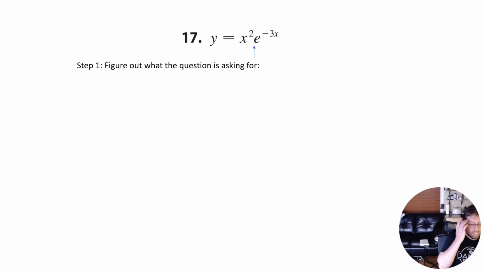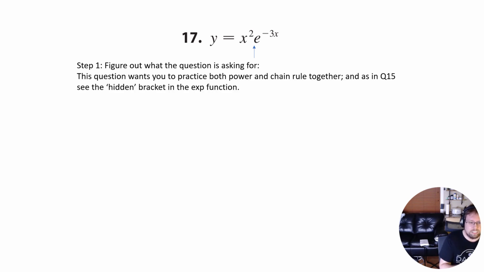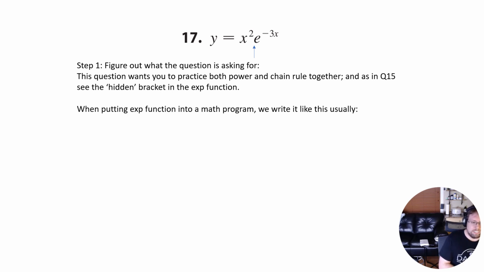Well, this is the first time in this section it's getting to the product rule, as you can tell because there's a multiplication here, and the chain rule together. So as in question 15, it wants you to see the hidden bracket in the exponent function.